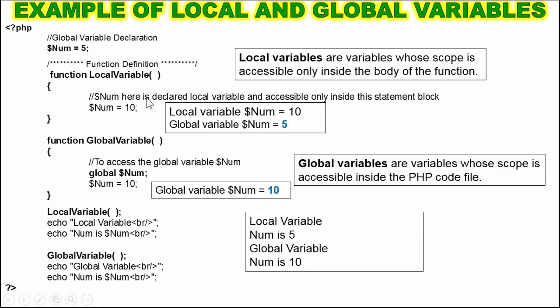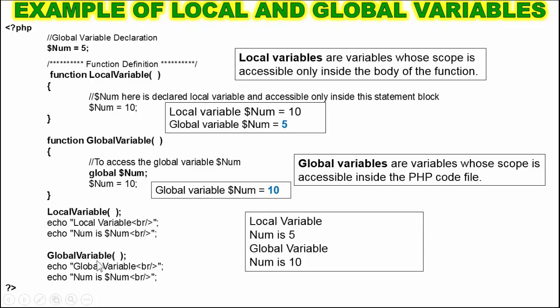The function name local variable is called. The body of the function has a local variable $num initialized to 10. The variable $num here is a local variable, not a global variable. Therefore, the global variable $num does not change its value. Its value is still 5.